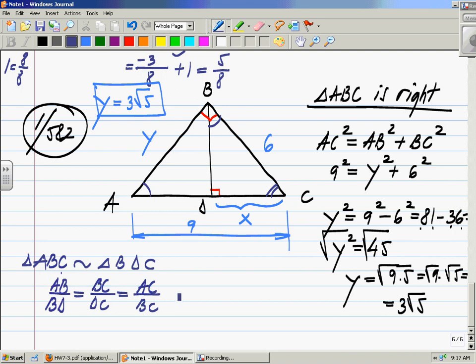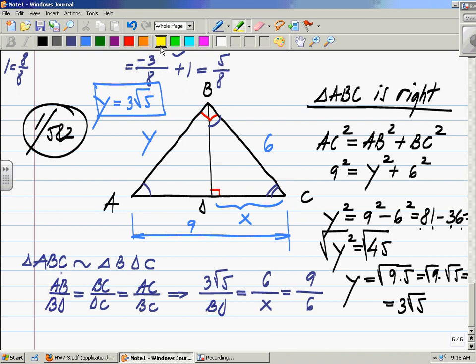Let's substitute everything that we know. AB, how big is AB? AB is y, which is 3 square root 5, over BD. Do we know how big BD is? No, we don't know. Equals, second statement, BC, which is 6, over DC. DC is x, we don't know that, right? And equals AC, which is given as 9, over BC, and BC is 6.